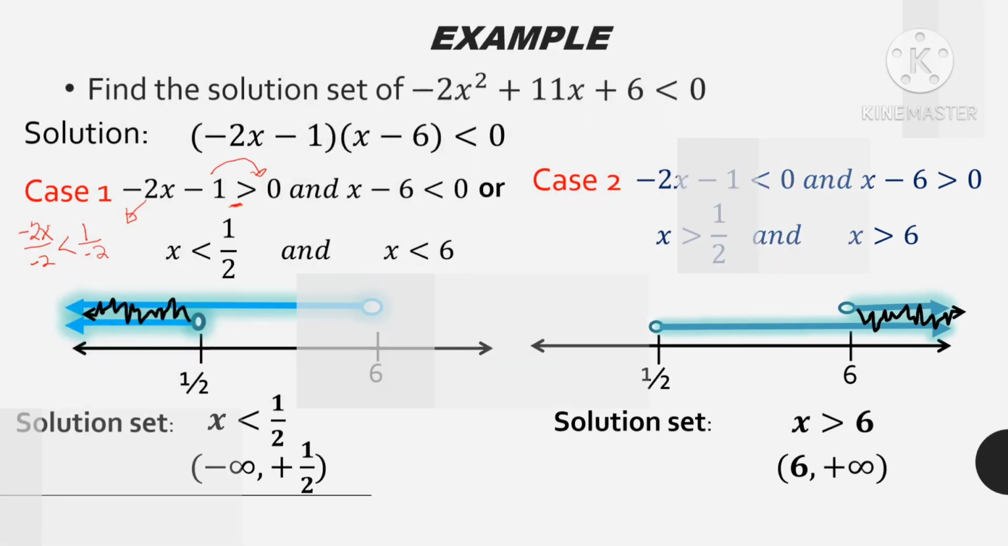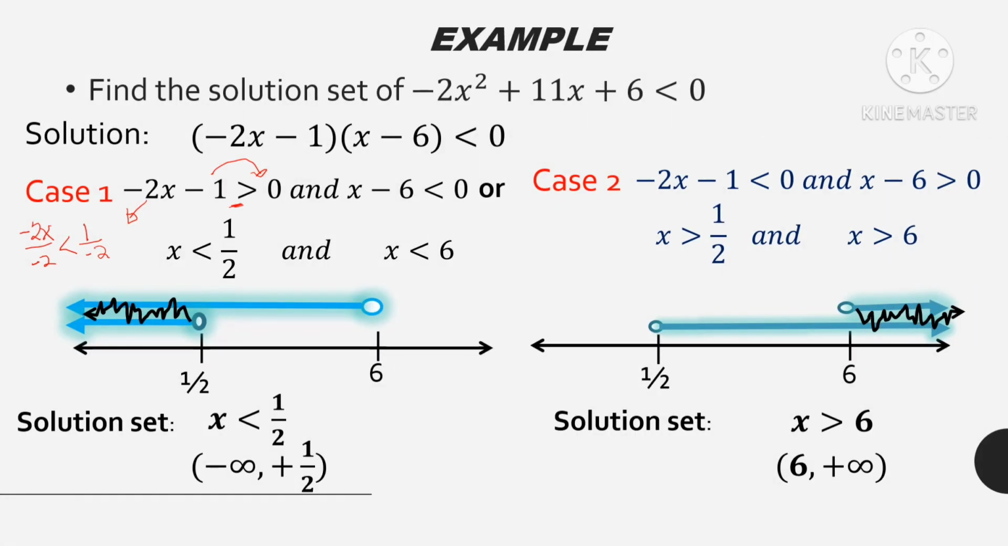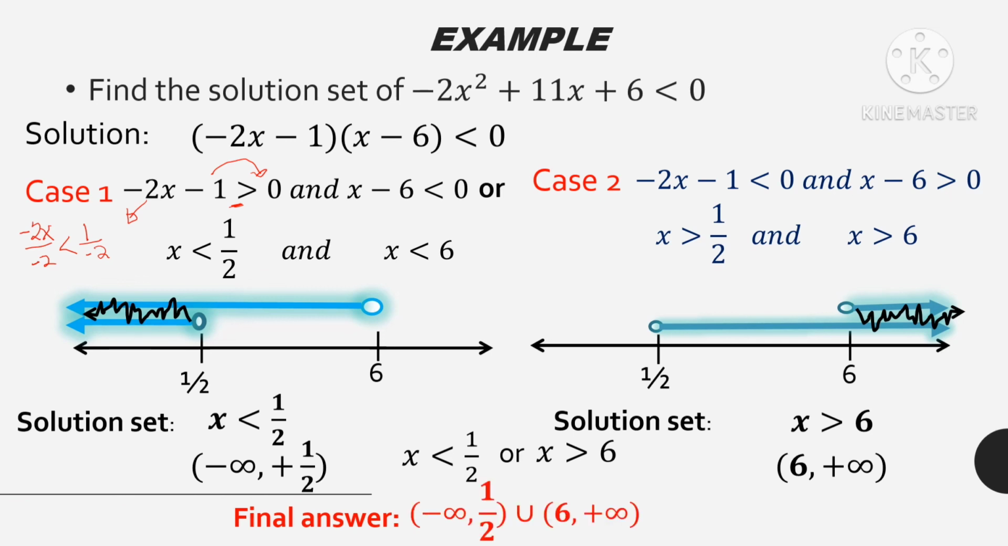Okay? So we have combined the two solutions. So x is less than 1/2 or x is greater than 6. So our final answer: open parenthesis, negative infinity, comma, 1/2, close parenthesis, union, open parenthesis, 6, comma, up to positive infinity, close parenthesis.